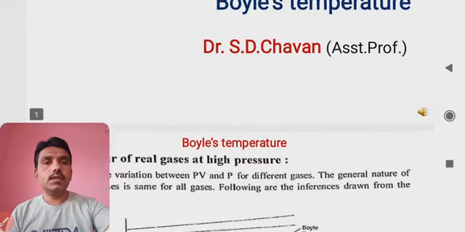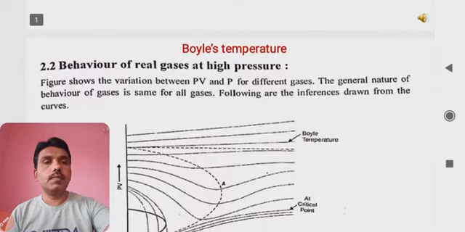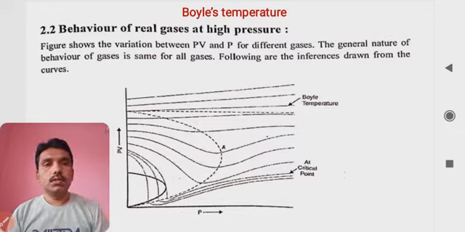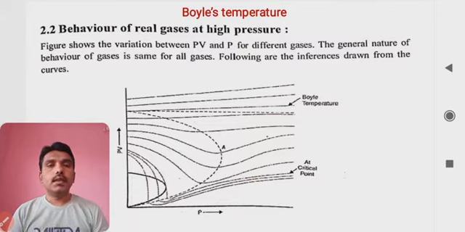The first is the relationship with Boyle's temperature. The second is the behavior of real gases at high pressure. Both these points are correlated with each other. Amagat already gave the experimental results at high pressure, what happens and what he got exactly for the different gases.